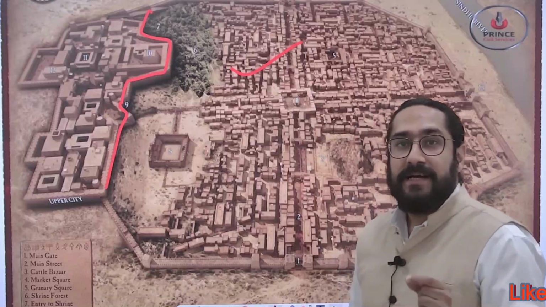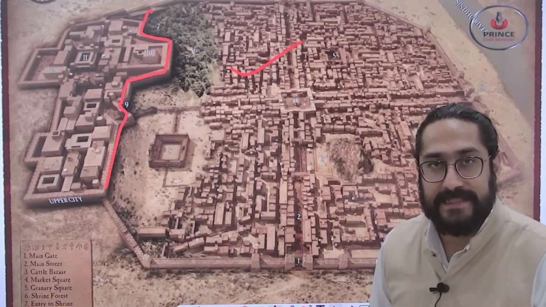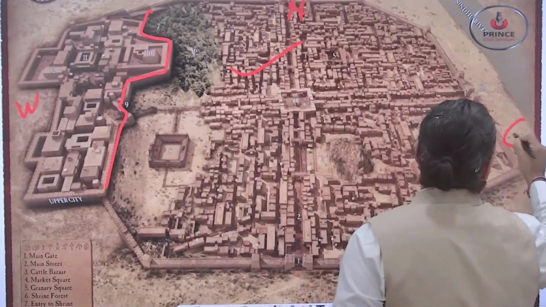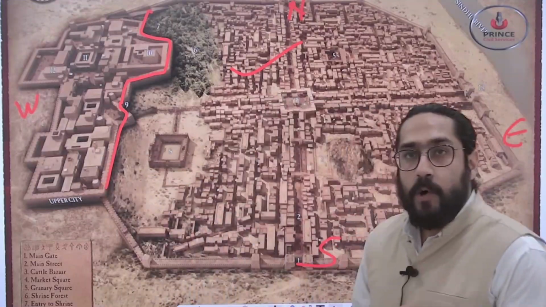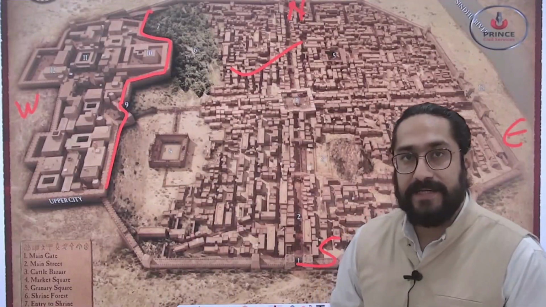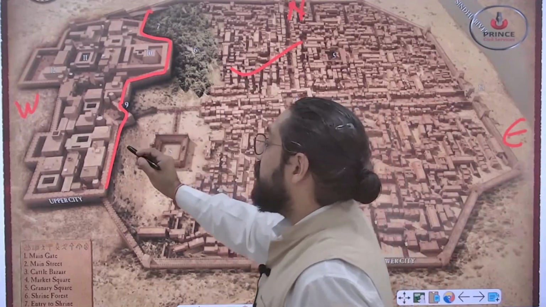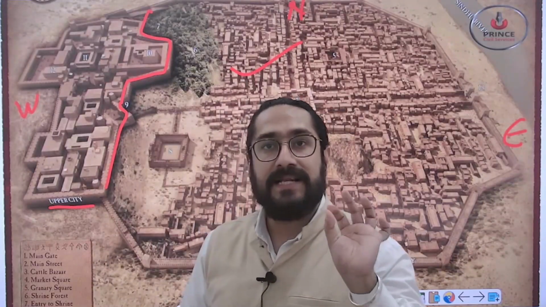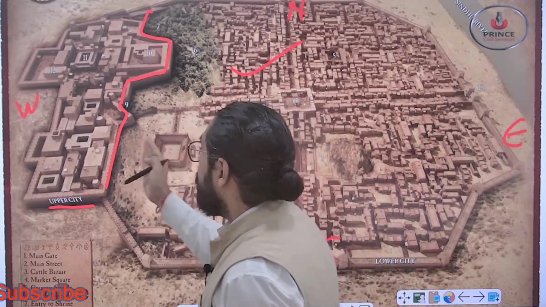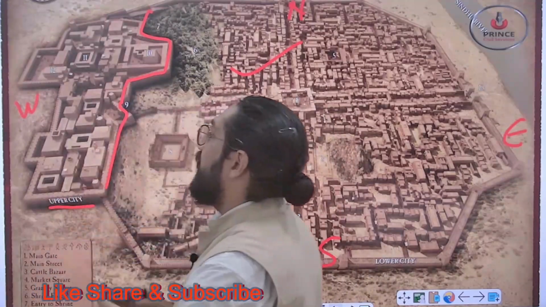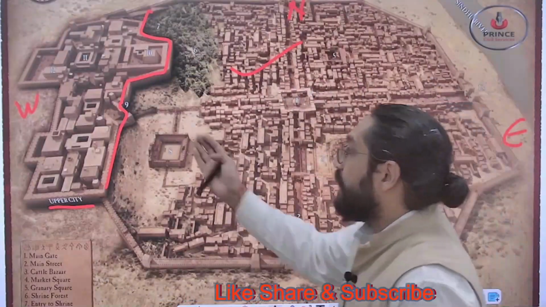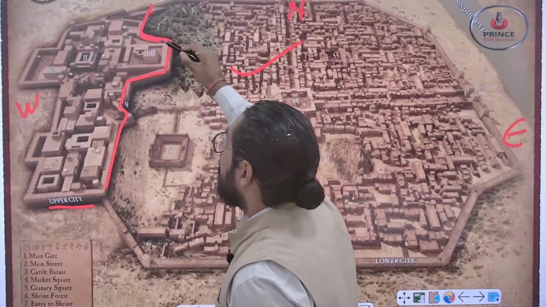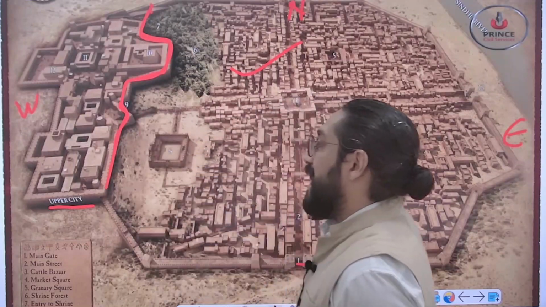So this is the two-fold division of their cities. On the west, let me just write here, this is north, this is east, south and west. Number one point regarding the Citadel which you need to remember is that the Citadel, or the Acropolis, or the upper city. So there are three terms: Citadel, Acropolis, upper city. It was located on the west side of the city. So this is the whole town, and on the west direction of the city, you had a fortified structure which is known as Citadel.